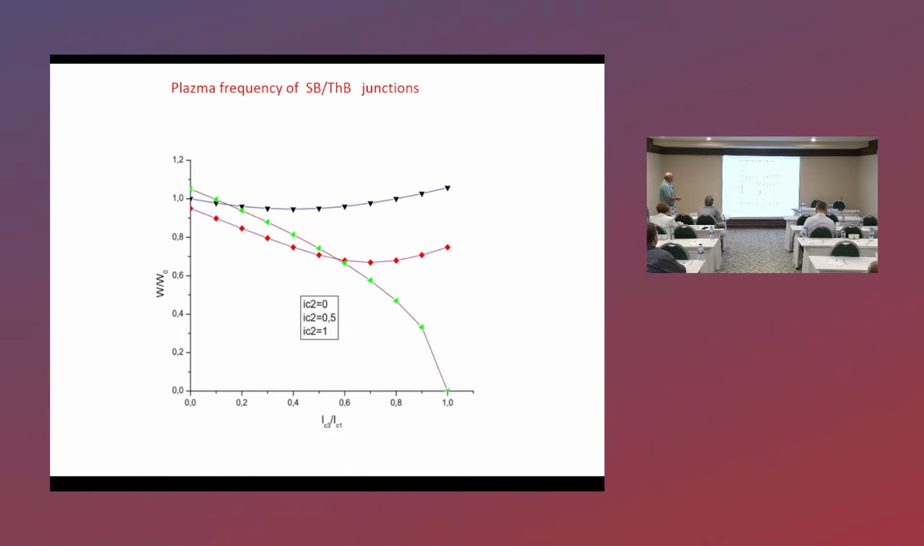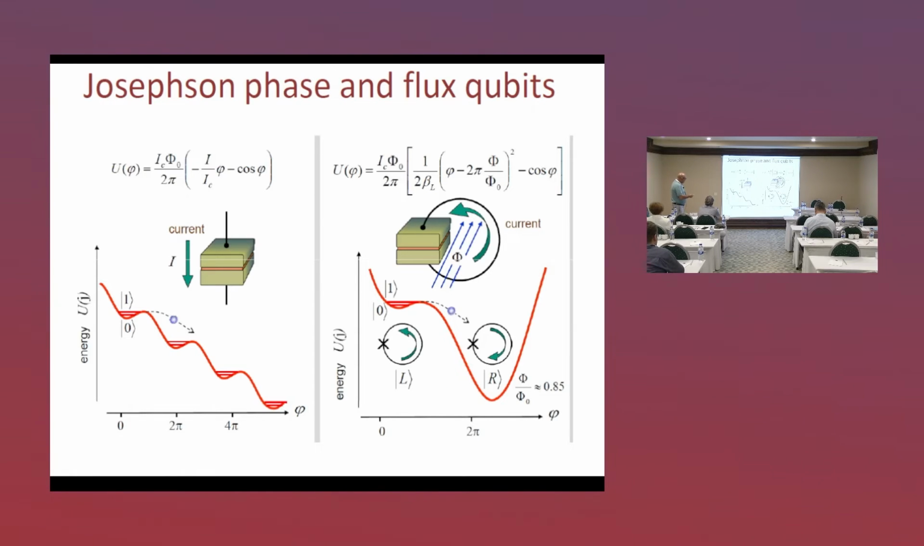And in a similar way, I would like to show the changing of plasma frequency in the case of three-band superconductors, and here IC3 over IC1, and here a changing of character. As you can see, we have the first one, the second one, and in this case we have a result which is similar to the two-band case. And in a similar way, the study of phase qubits.